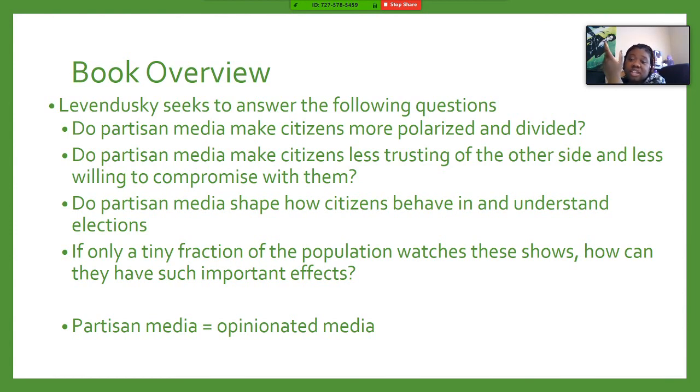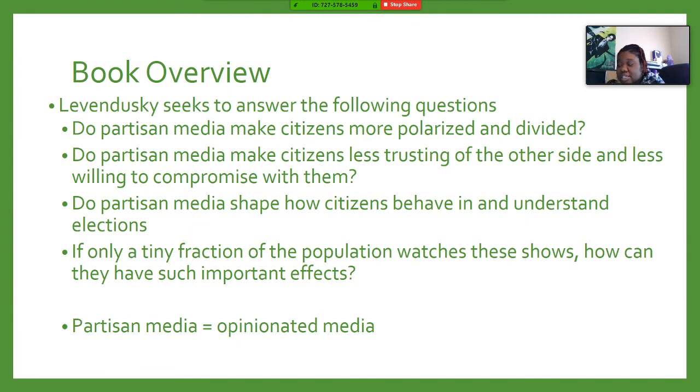And of course, one thing to make note of, partisan media, in this case, Levendusky argues, is opinionated media. He argues that partisan media contributes to the difficulty in governing America. Throughout the book, he shows partisan media polarizes attitudes. He shows that media increases polarization by not making moderates into extremes, but taking citizens who are already extreme and making them even more extreme.